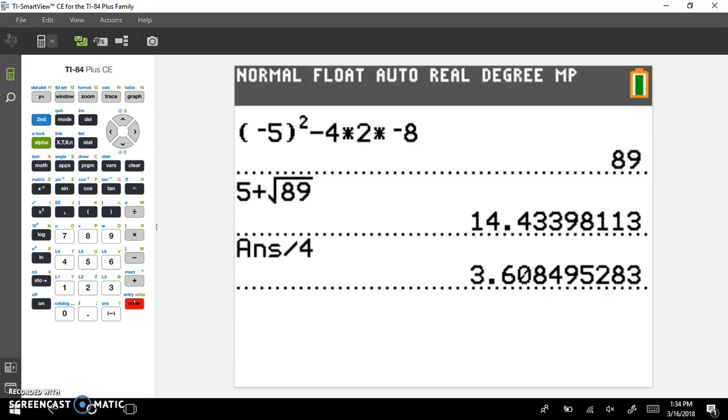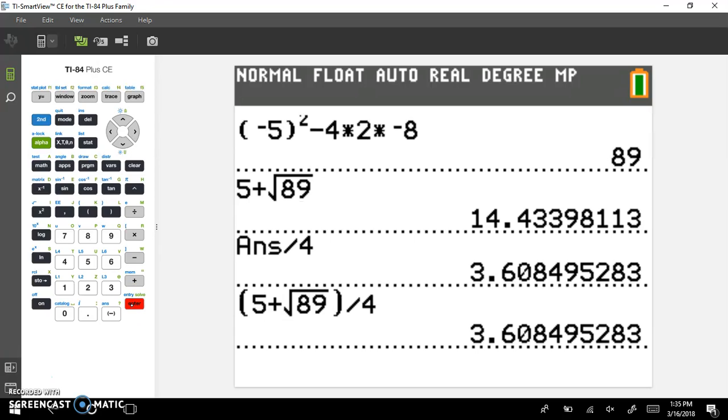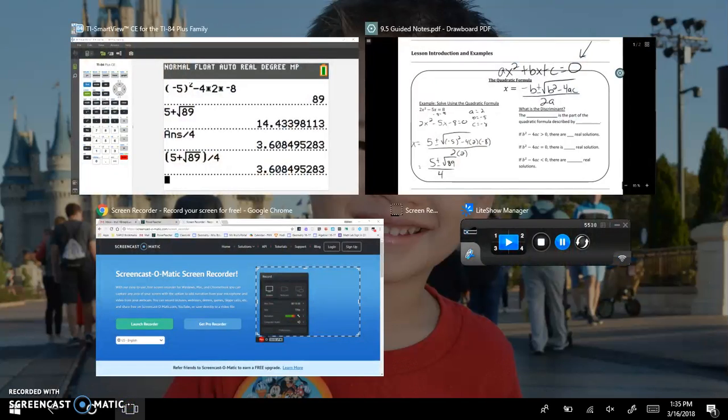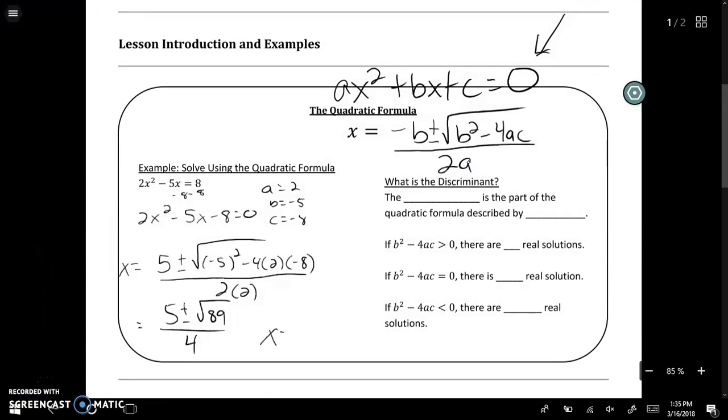To get 3.61. You could do it all at one time, but if we do that, we need to do parentheses, 5 plus the square root of 89, get out of the square root and close your parentheses, and then divide by 4. You can do that if you want to. It's completely up to you. 3.61 is one of our answers, but it's a quadratic, so we get another answer.